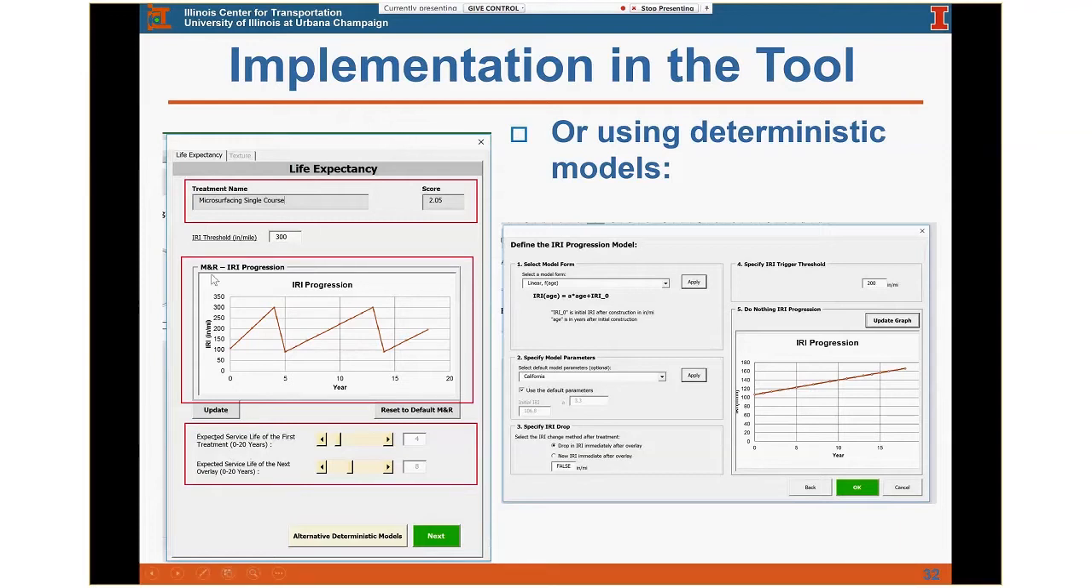The user may say, hey, in my region microsurfacing lives much longer than that, and using this slider bar they can change the number of years this treatment will live depending on their regional experiences. And the other snapshot is from the deterministic model, which employs some coefficients if there are historical pavement condition data and those coefficients are available.